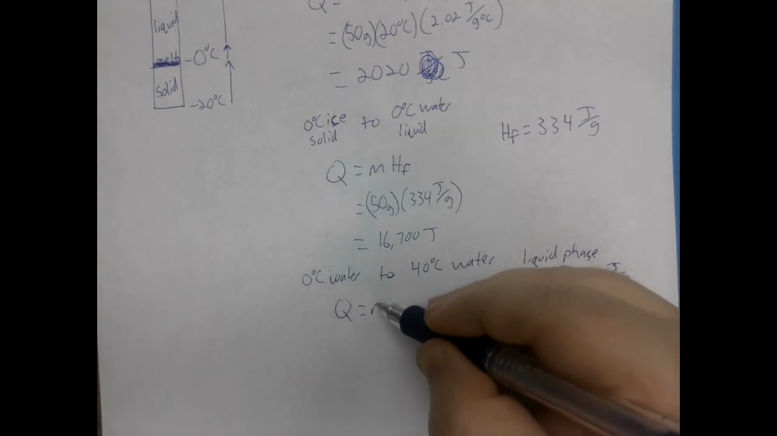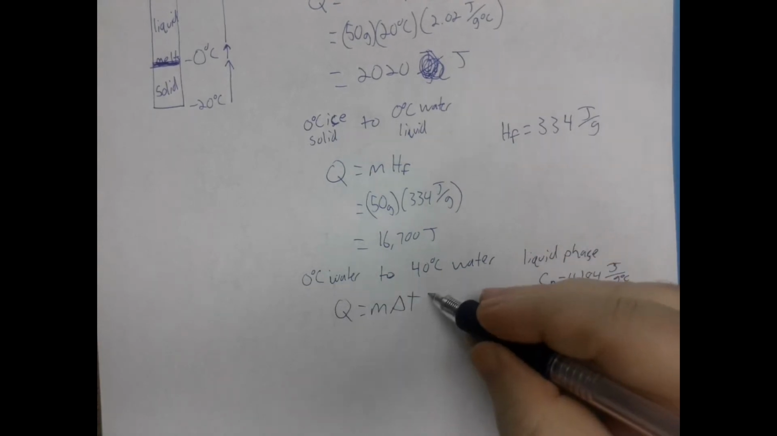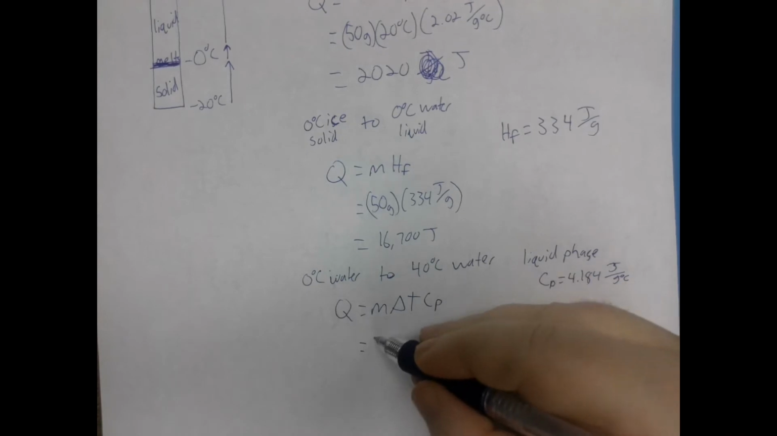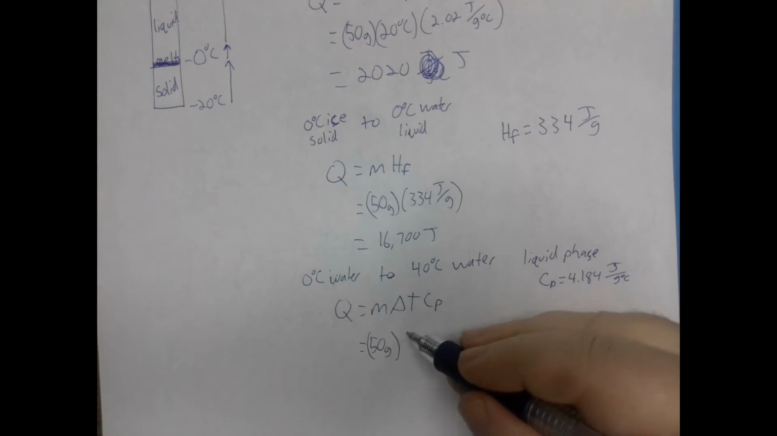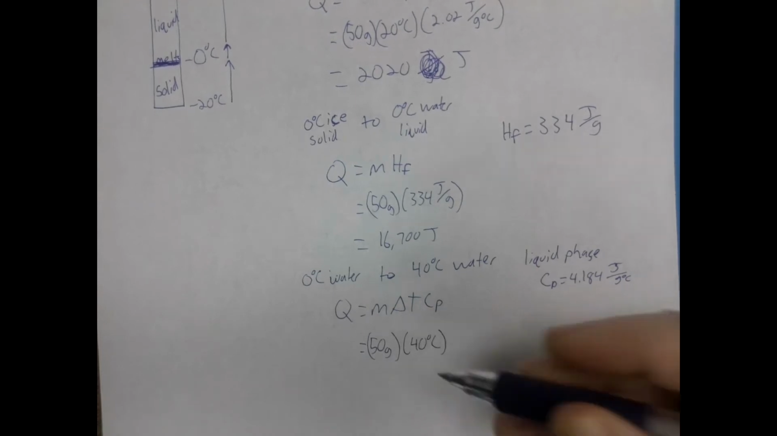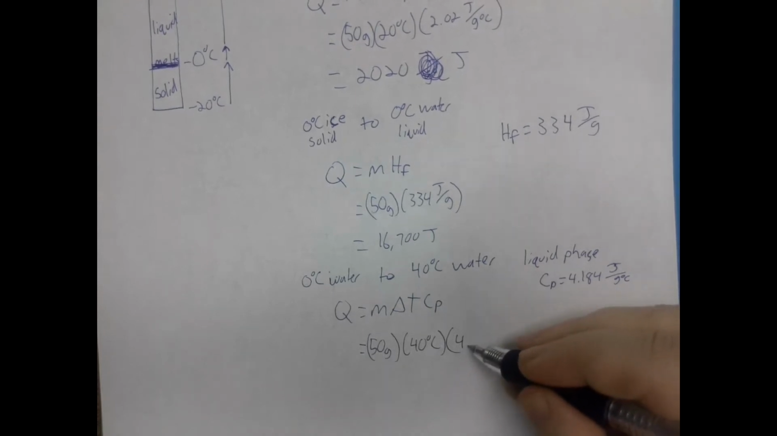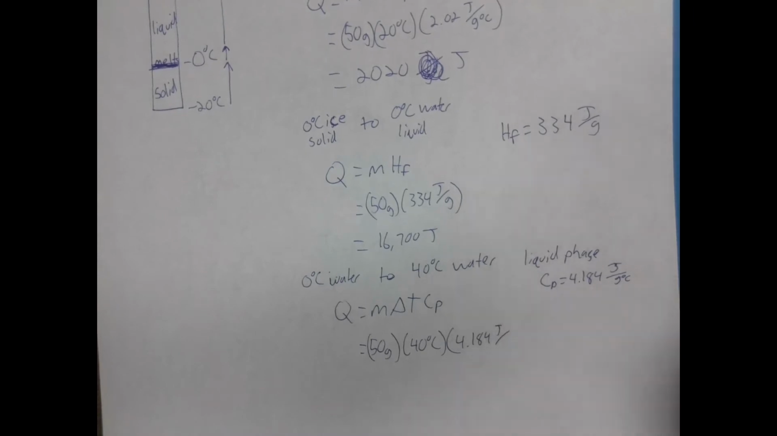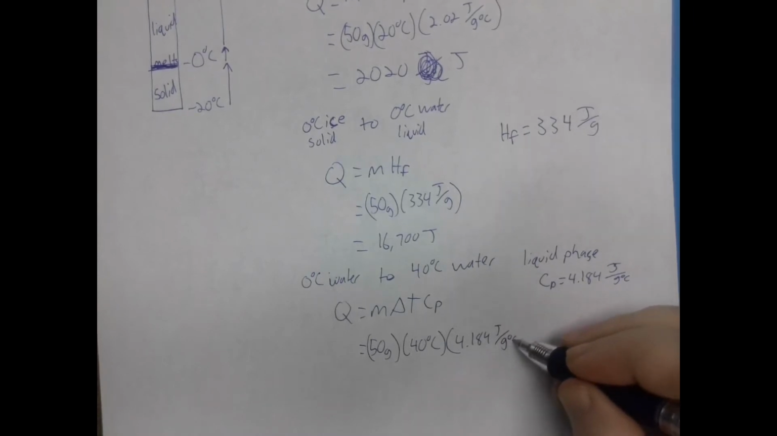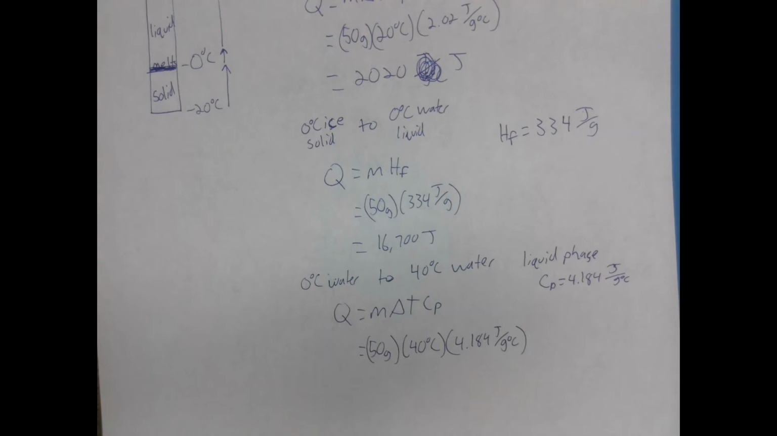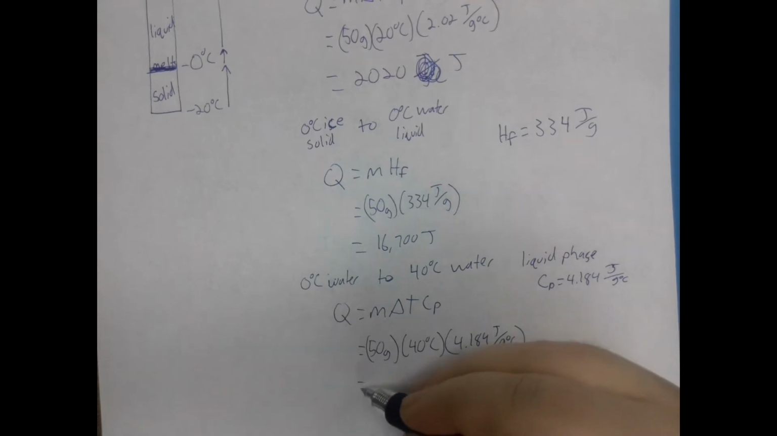So Q is equal to mass times change in temperature times Cp. Mass is 50 grams. Going from 0 to 40 is increasing by 40 degrees Celsius. Cp is 4.184 joules per gram degrees Celsius. We're going to get 8,368 joules.